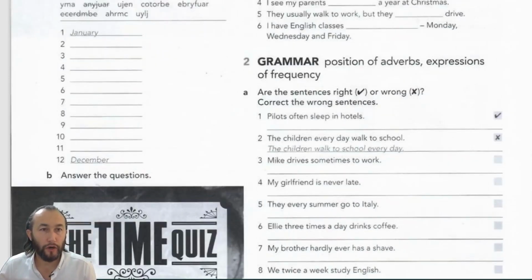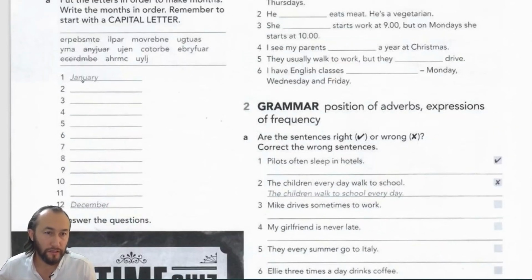Okay, so the first one, January, is done. This is January. And December is also done. As you can see, that 12th is December. So number 2, February, obviously. February is here. That's the one, February. So we're going to write F, capital, and E, B, R, U, A, R, Y.